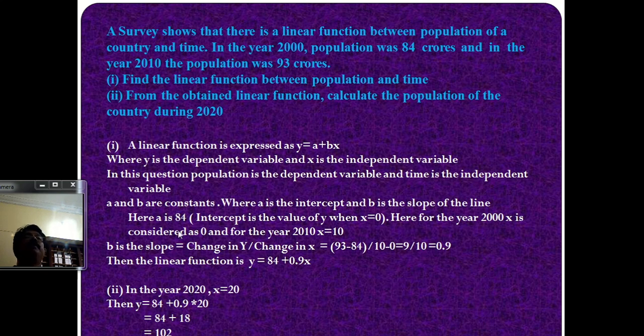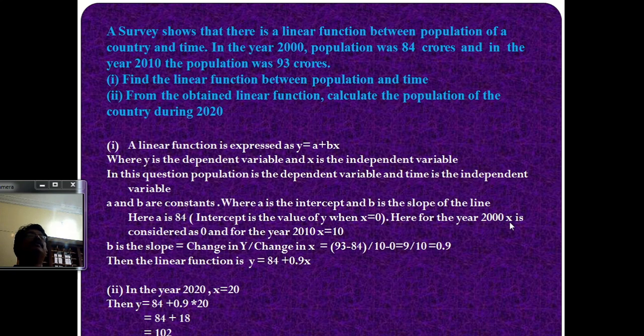Okay. Now compute these two constants, first of all a and b. What is a? A means the value of y when x is equal to 0. So here in 2000 we are considering x is equal to 0. So when x is equal to 0, what is the value of y? 84. So a is equal to 84. Okay. Here a is 84, which means the intercept when x is equal to 0. Here we are considering 2000.